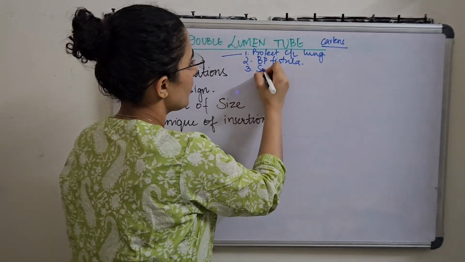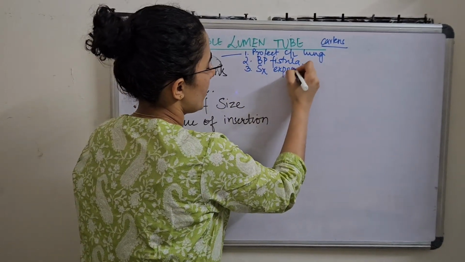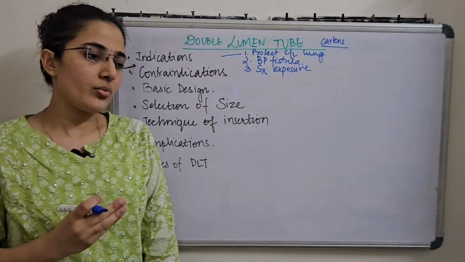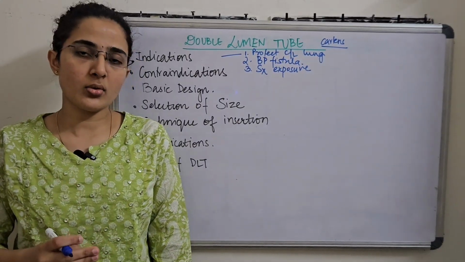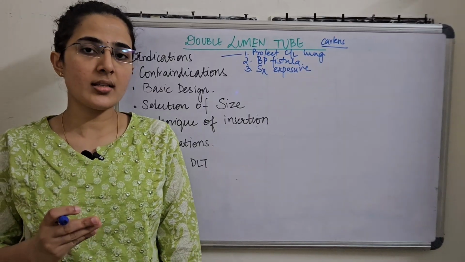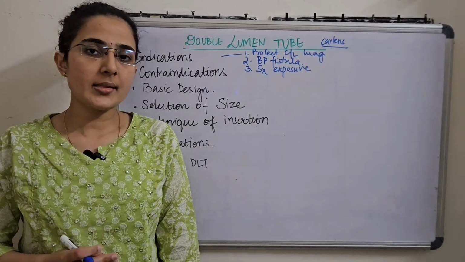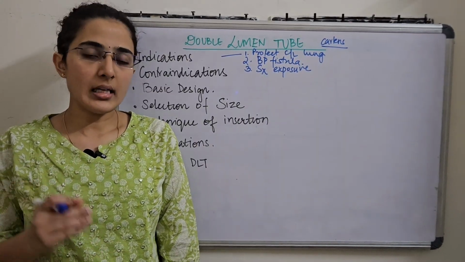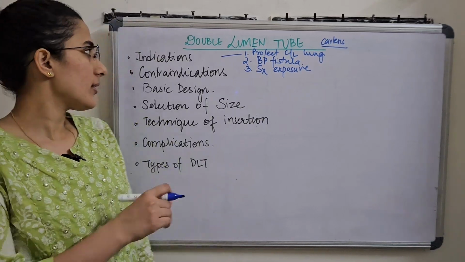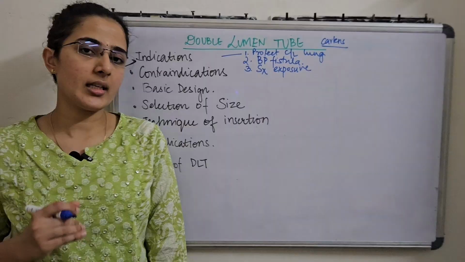And third is to have a good surgical exposure. This is in surgeries like video assisted thoracoscopic surgeries, esophageal surgeries, minimally invasive cardiac surgeries, or other lung surgeries like lobectomies and pneumonectomies. Okay, so these are the indications of one lung ventilation.